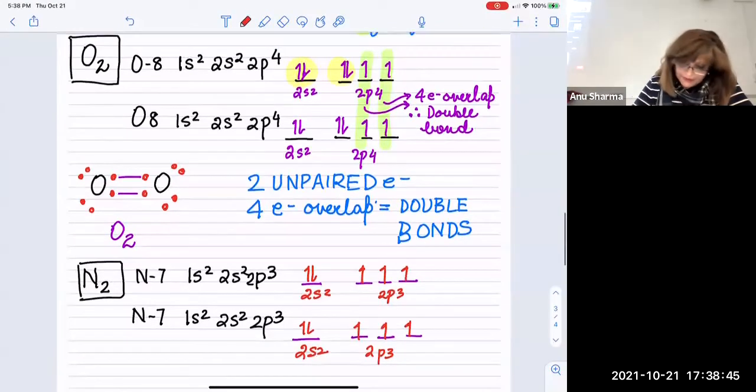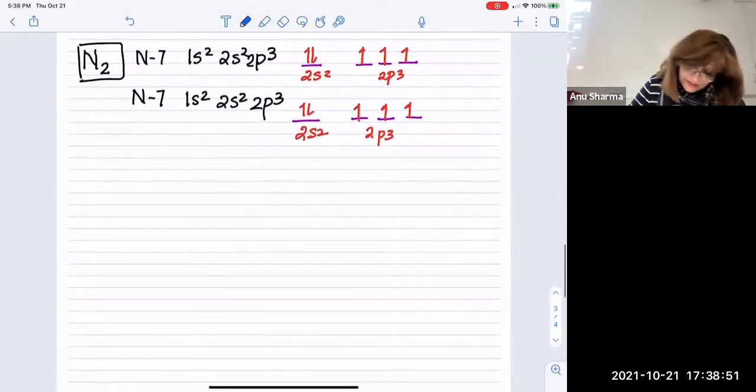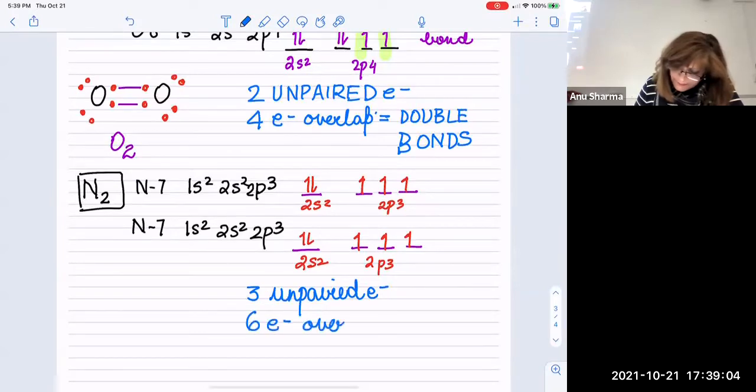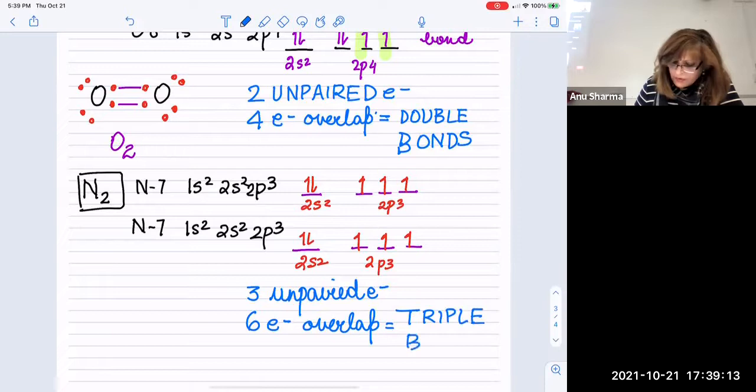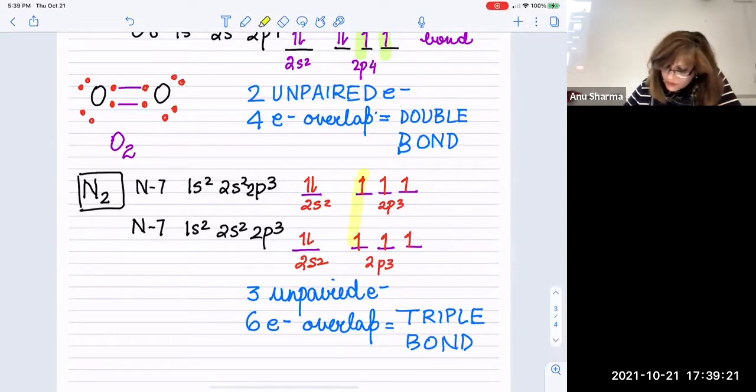Now tell me, how many unpaired electrons you see? 3. 3 unpaired on each. So 3 unpaired electrons. So when these 3 unpaired electrons, in other words, 6 electrons overlap, or they connect, they form a triple bond. Okay, so this is not a double bond, just a triple bond. So how does this look like? This and this overlap, this and this one overlaps, this and this one overlaps.